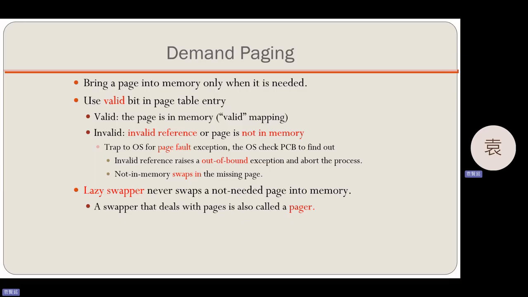A swapper which is used with a paging system, sometimes we call this kind of swapper a pager. Swapping is a technique which brings a process into physical memory, or brings a process out of physical memory. And if the unit of swap in and swap out is the page, then this kind of swapper sometimes we call a pager.